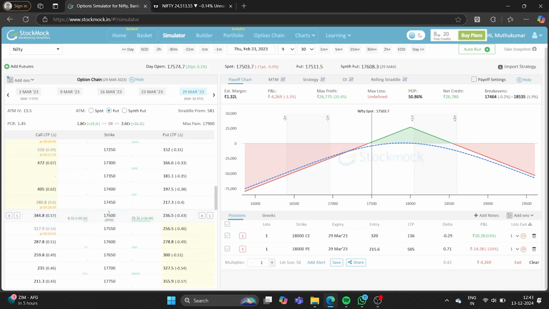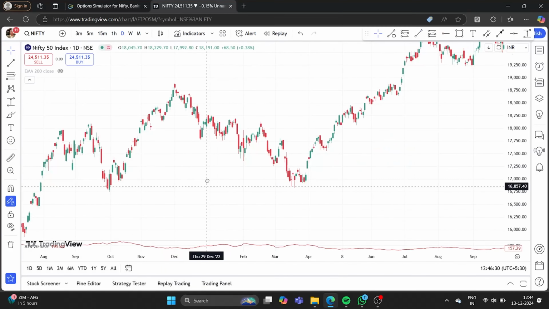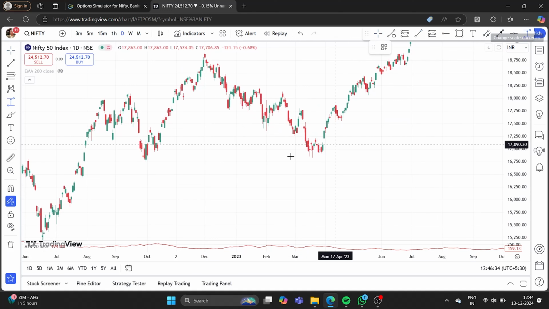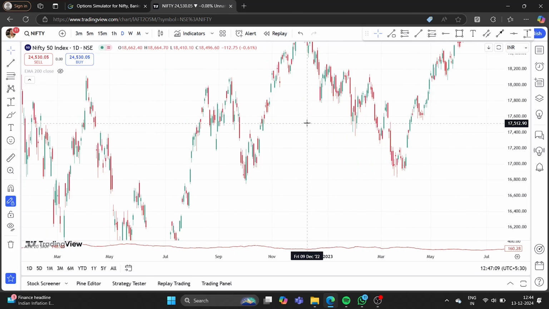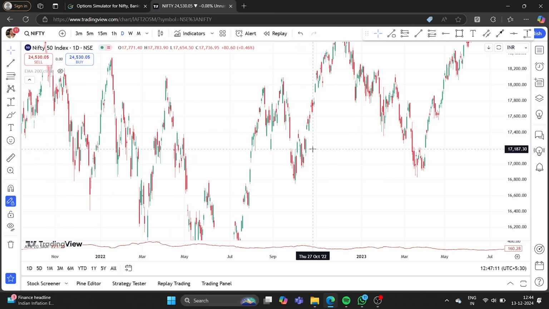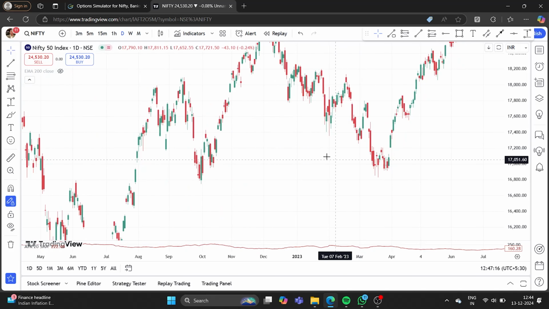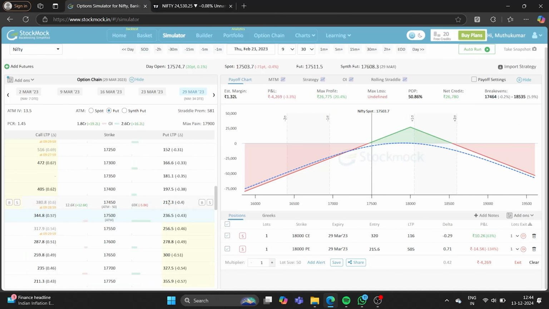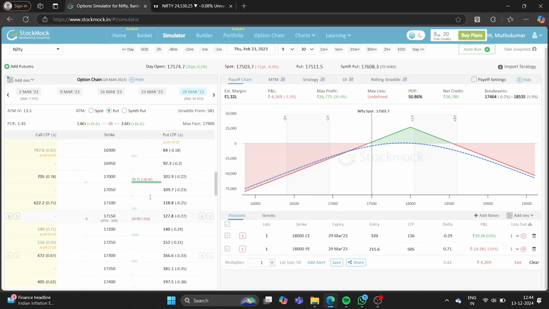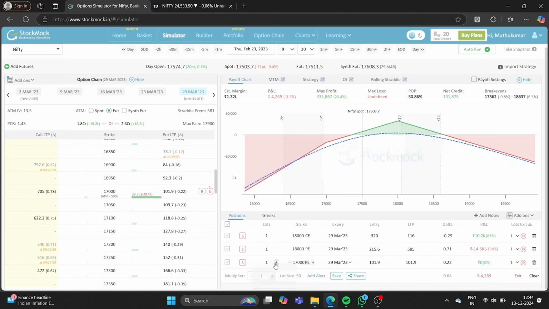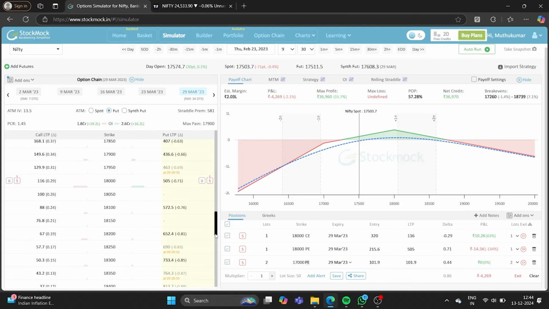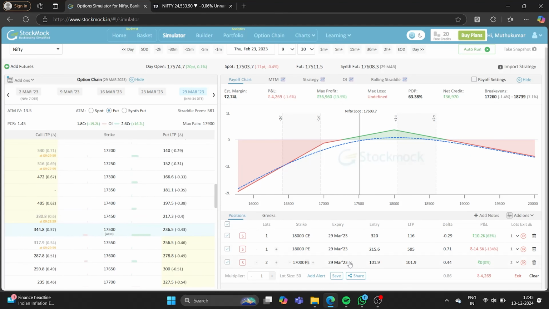29th March is our expiry. Okay, now we have to see what is the immediate support here. From 17,514, the immediate support I see is around 17,000. So I will sell 17,000 PE 2 lots, which came at about 101 rupees. So multiplied by 2, it will come to around 202 rupees.